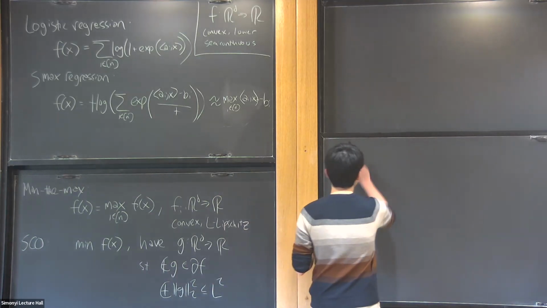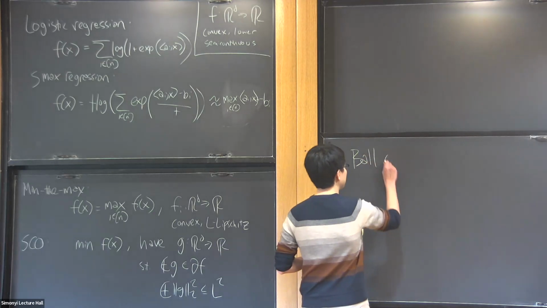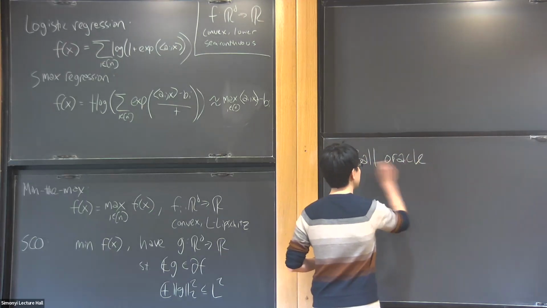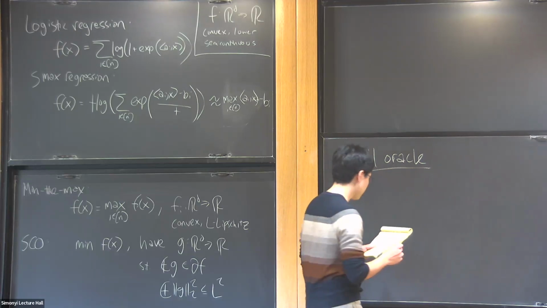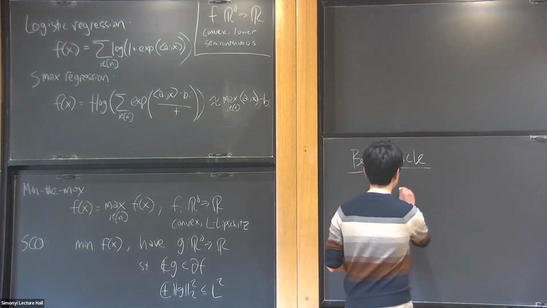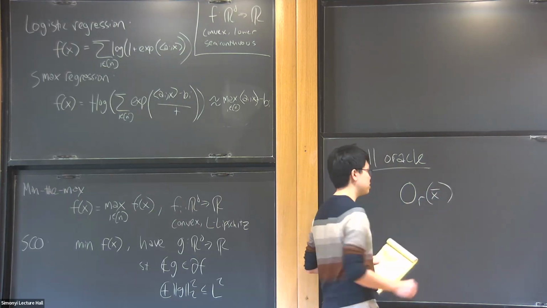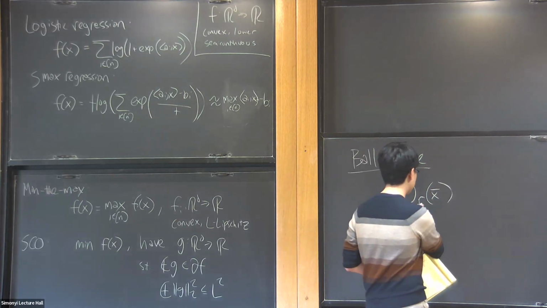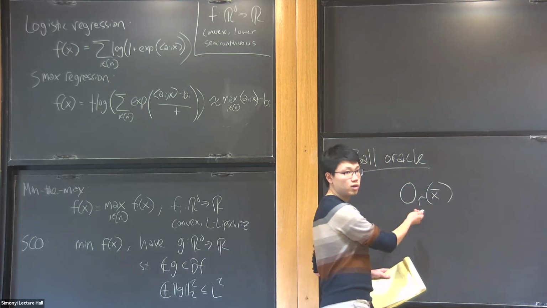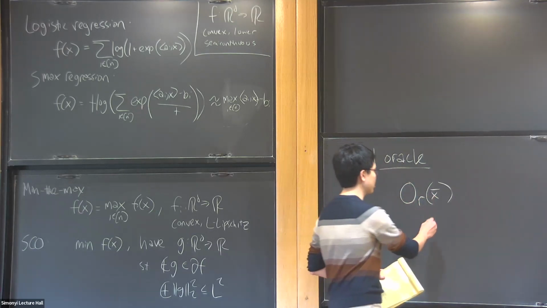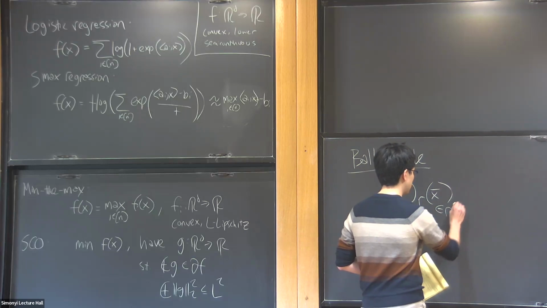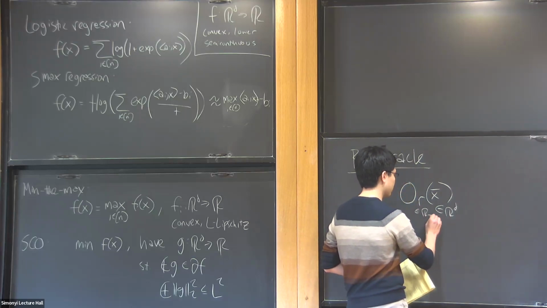So consider the following definition, and this is the central object we're going to talk about today, and it's called a ball oracle. So the idea is like this. Anytime I use this notation, it's going to mean the following. It's going to be specified by a parameter little r and a center point x bar, and this is always going to be in R^d, and this is always going to be in the non-negative reals. Okay.